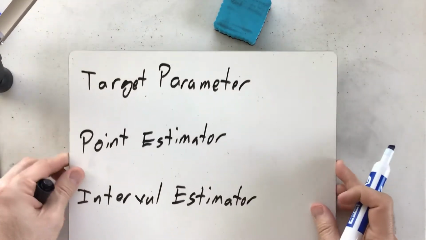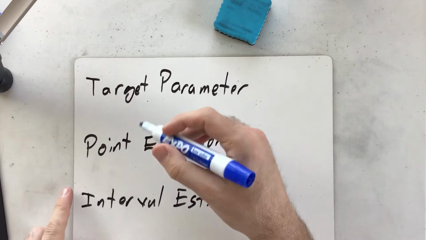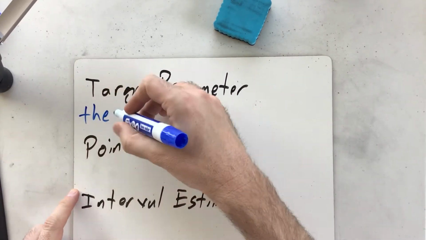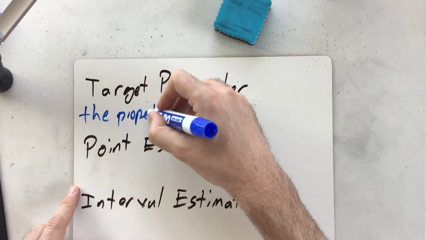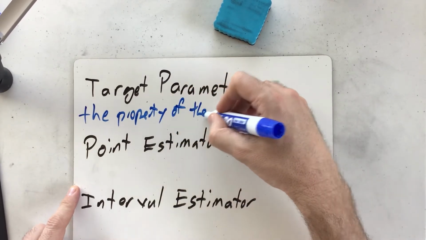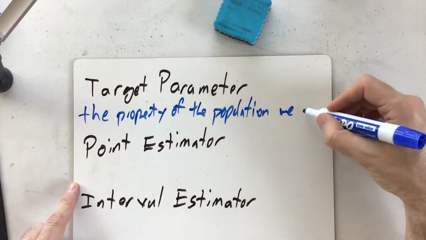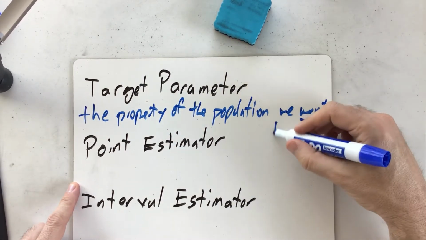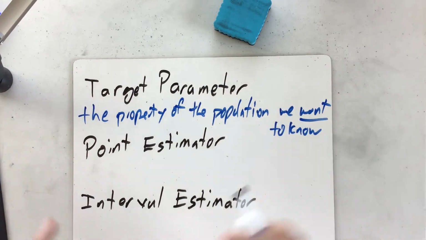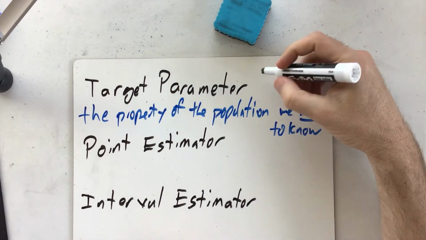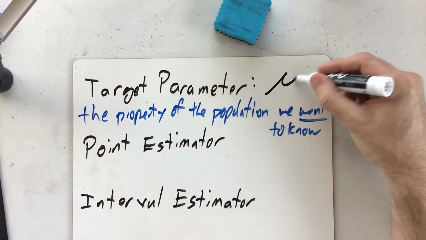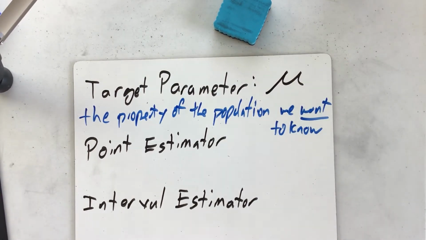All right, we have a few words to throw at you at the very beginning. The first word is what we call a target parameter, and the target parameter is the property of the population we want to know. So for our example, the target parameter for today, and really for most of the semester, is going to be mu. So the target parameter is, what is that actual average for the whole population?